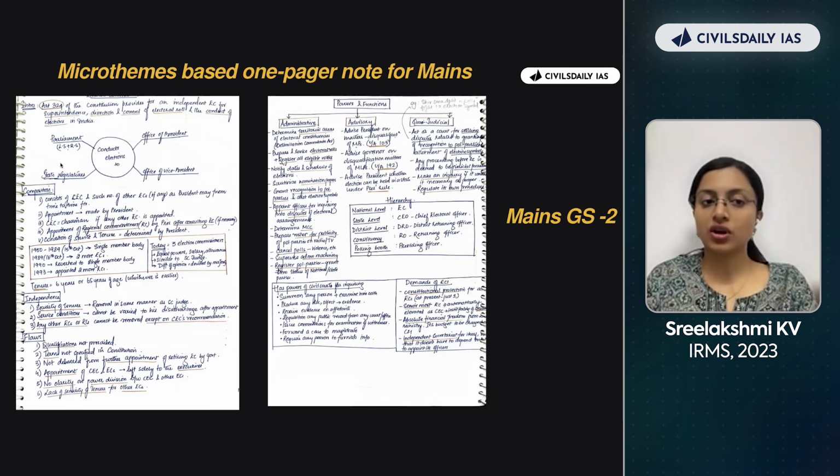Conducts elections to which all? Parliament, Office of President, state legislatures, and Office of Vice President. Important. Composition is important here. Independence, right? What are the flaws? What are the powers and functions? These are the dimensions that I've identified, right? You don't have to do PhD on it.